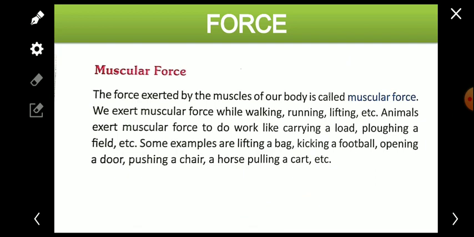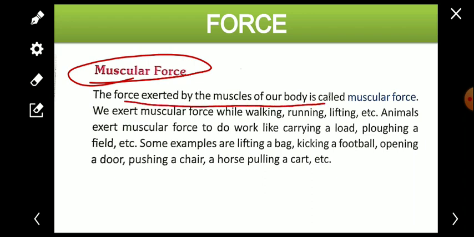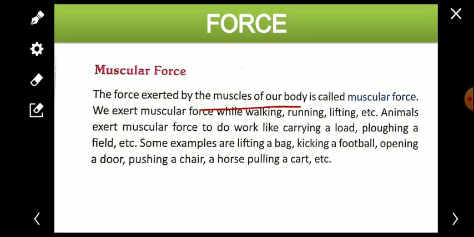Contact forces. The first one today is muscular force. The force exerted by the muscles of our body is called muscular force. Whenever a force is applied or exerted by the muscles of our body, that force is known as muscular force. We exert muscular force while walking. When we walk, we exert muscular force.